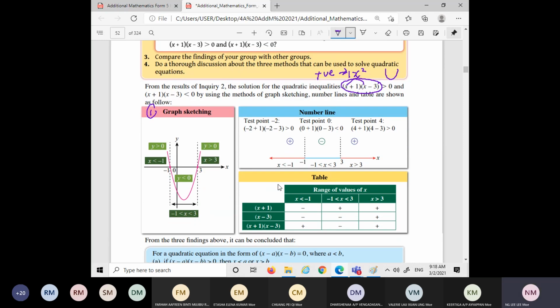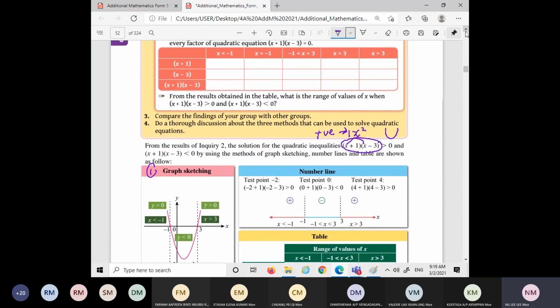Then same like just now, what I explained to you. For y is greater than 0, you take this portion and this portion because the graph is above this line. Then for this portion, the graph is below this line, therefore y is smaller than 0. Then this is the range for the answer for y is greater than 0. So this is the first method.